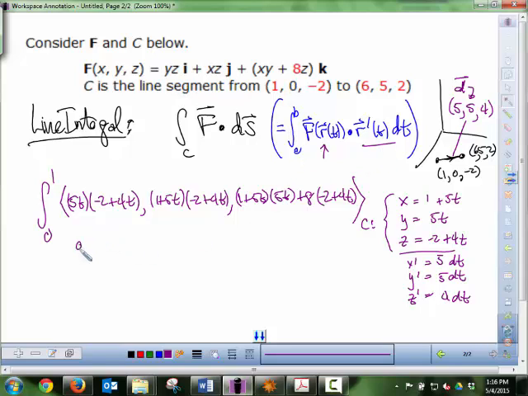You're going to dot that with 5, 5, and 4. And they all have a dt attached to them. So simplify, multiply, and this is not going to be more than a second degree polynomial, so we should be able to do this easily, right?